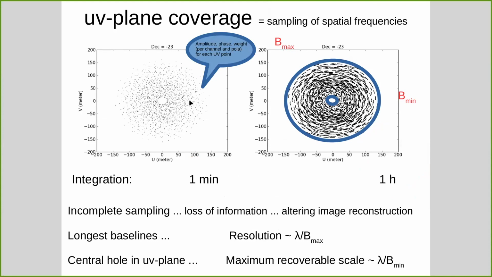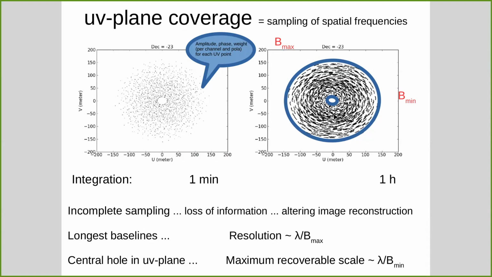And for each of these points, ALMA, or the interferometer, is measuring an amplitude, a phase, and a weight for each of the channels in your correlator, and for each polarization, and this at each of the UV points here. But because the Earth is rotating, the projection of your baseline will change, and you see that all these points start to move like this. And if you observe for 1 hour, you will get information on your source in all these UV points here.